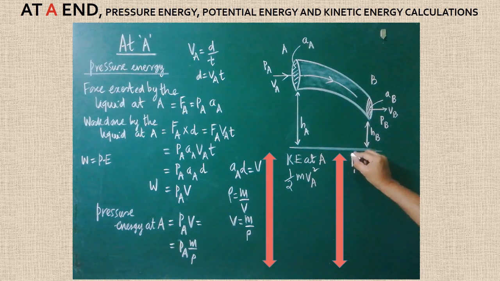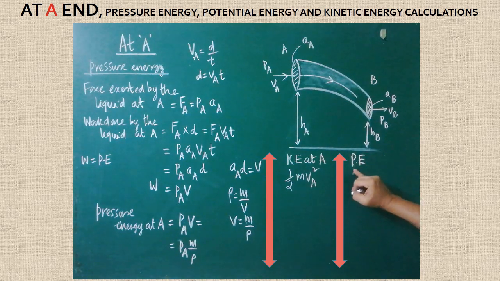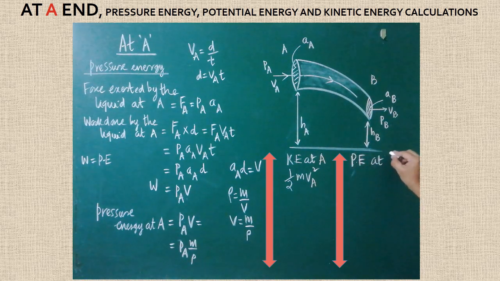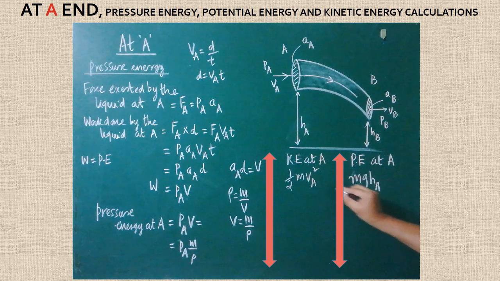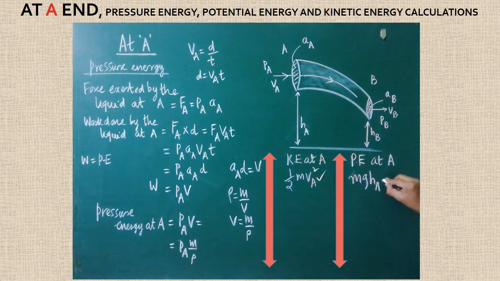Like that, potential energy of the liquid at A can also be easily calculated. What is the general expression? mgh, that is the expression to calculate the potential energy. mg is there. Height of the liquid at A can be written as HA. So put a tick here in the important formulas. This is the kinetic energy at A. This is the potential energy at A.